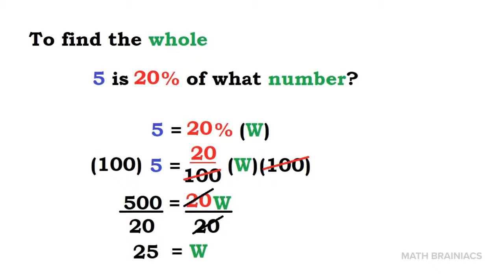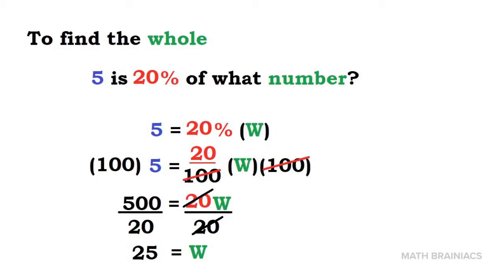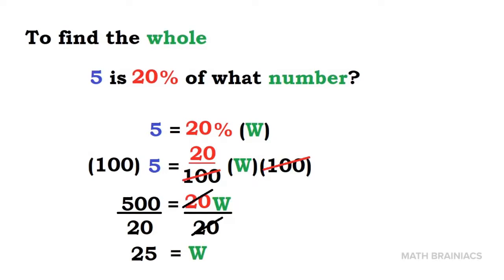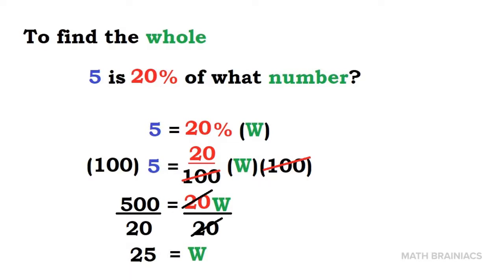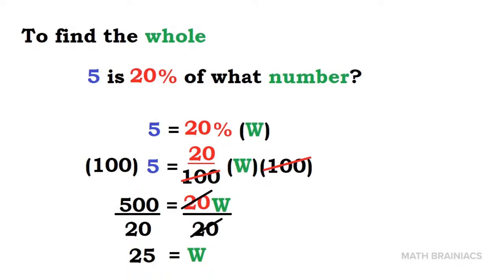To find the whole, the steps will always be the same. Just translate the sentence smartly into equation. Like this example, 5 is 20% of what number? It will become 5 is equal to 20% times W. Then, work out on the equation to find the whole.